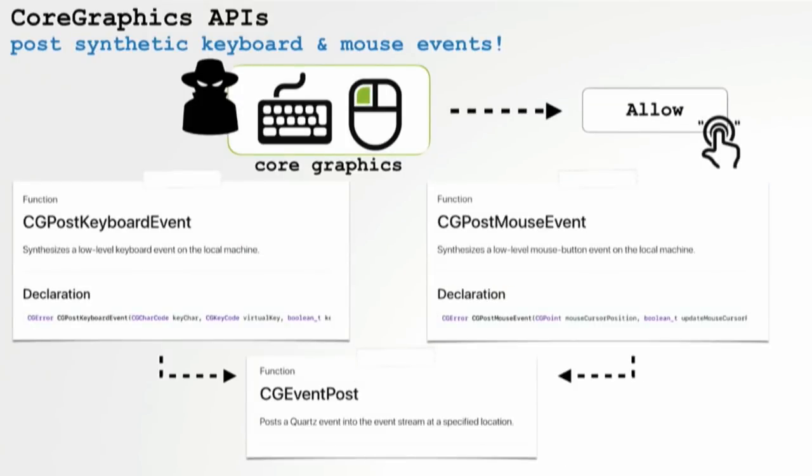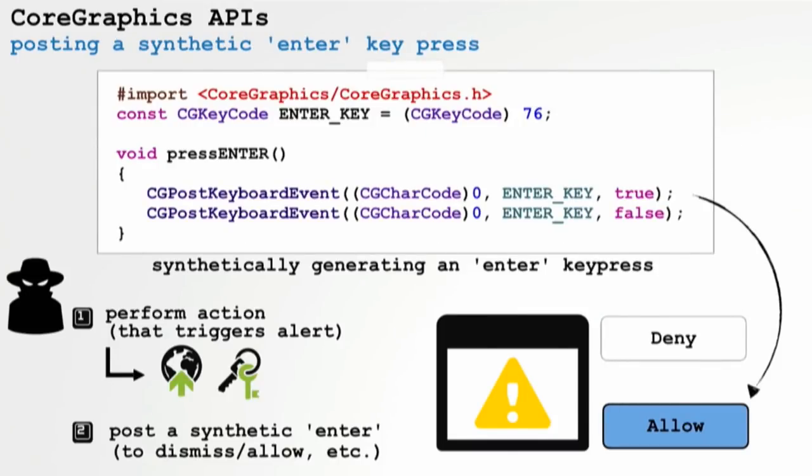Of course, also via Core Graphics, you can post synthetic events, which you can do programmatically to click buttons in the UI. So for synthetic keyboard events, you use the CGPostKeyboardEvent API, while for mouse events, you use CGPostMouseEvent. More generically, you can also use CGEventPost, which can be used to post either mouse or keyboard events. So these are the APIs you can use.